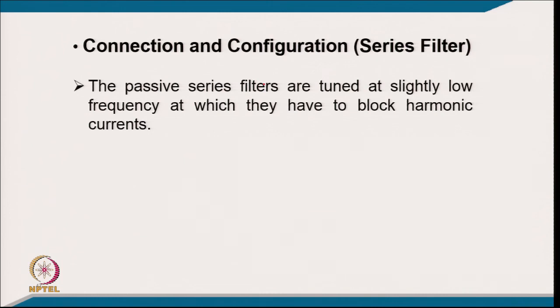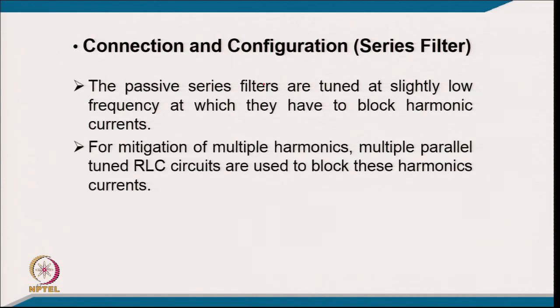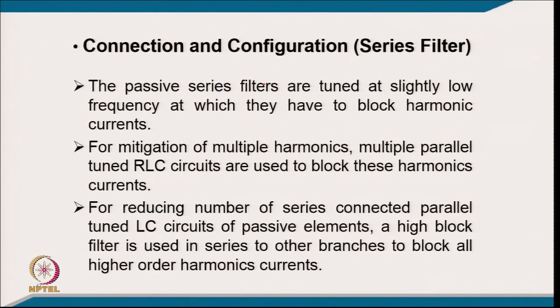And coming to the series filter, connection and configuration: the passive series filters are tuned at slightly low frequency at which they have to block the harmonic current, and for mitigation of multiple harmonics, multiple parallel tuned RLC circuits are used to block these harmonic currents. For reducing the number of series connected parallel tuned LC circuits of passive elements, a high block filter is used in series with the other branches to block all higher order harmonic current, and they are all connected in series.